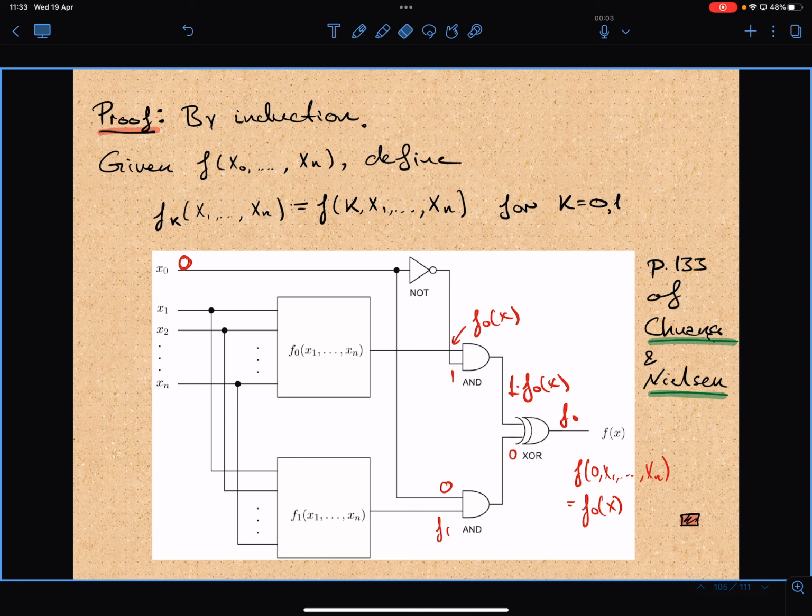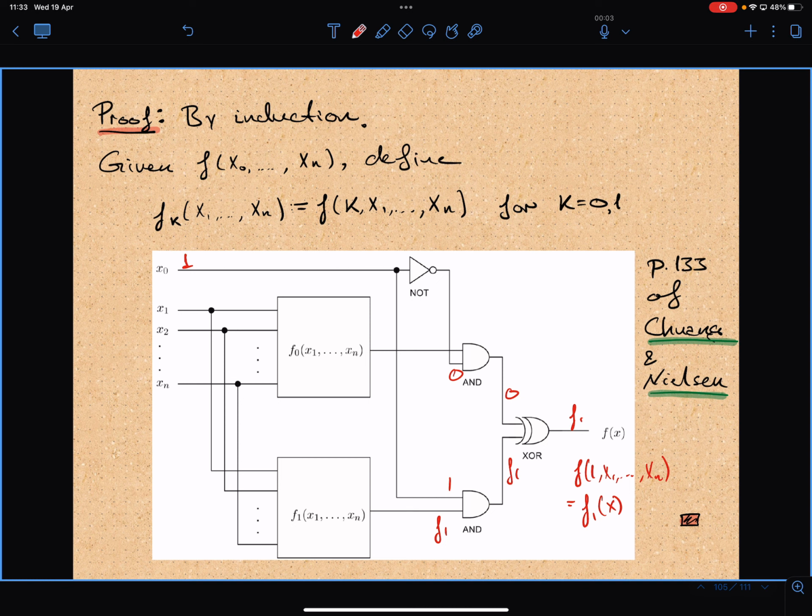And then you can do the same analysis for the other case. We can do it quickly. The goal for this case, if this is 1, we want this to be equal to f1. And this is going to be 0, 0, and 1, f1, f1, f1. So this circuit is going to give us f, just by stacking these gates. Questions?